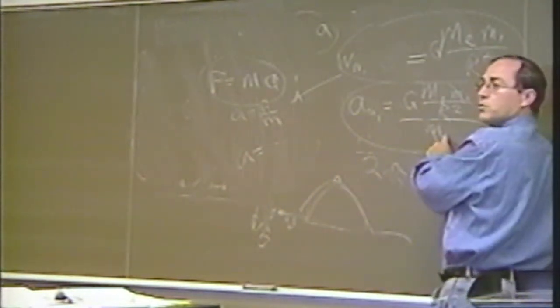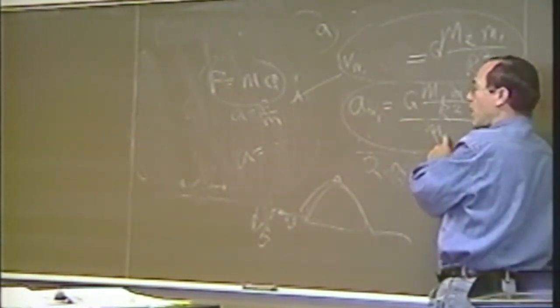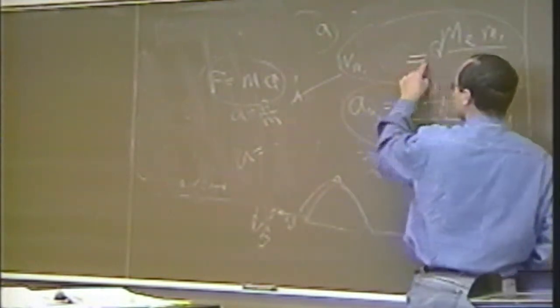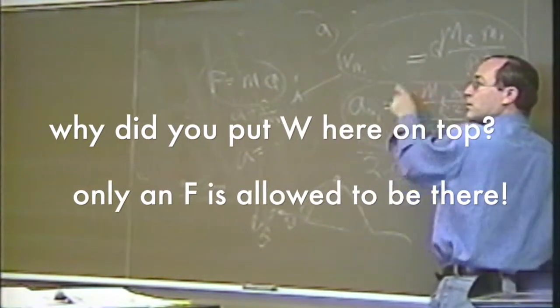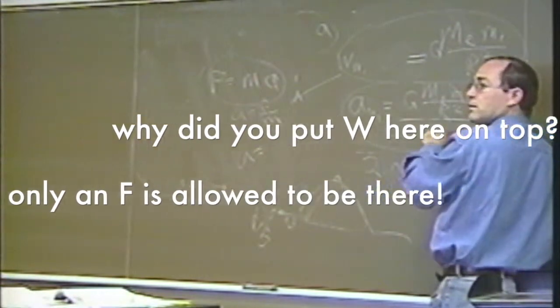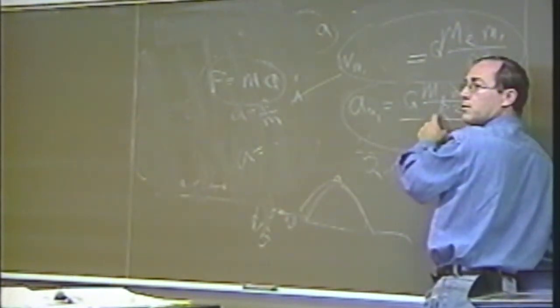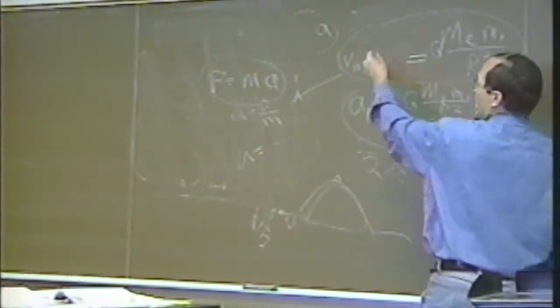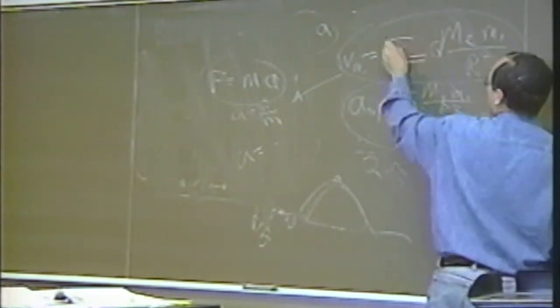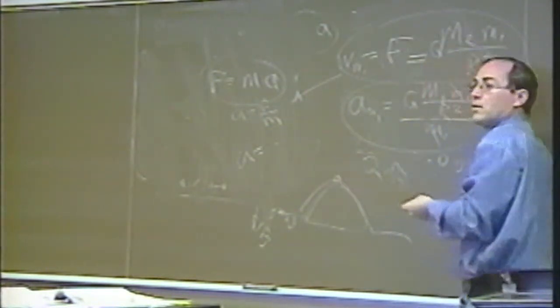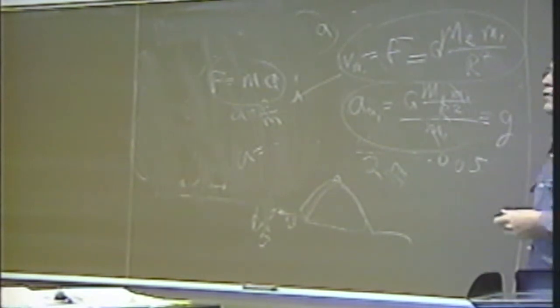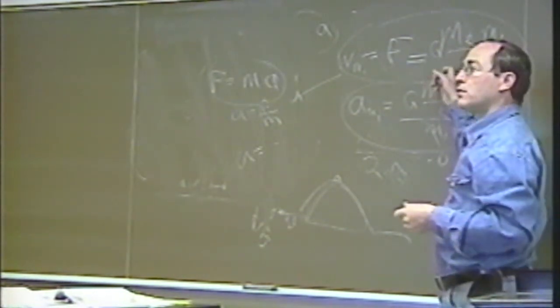Say, no, what did you do? A is equal to F over M, and this is W. You put W on the top here. Oh, it's supposed to be F, not W. So why did I just change it? I called it F, and then you said, okay, now I've called it F, so I can put it in. Why? All right, so the W is maybe not appropriate here.